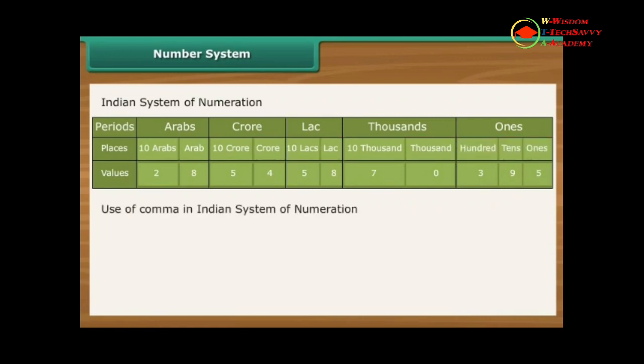Commas are used to mark thousands, lakhs and crores. The first comma comes after the hundreds place, three digits from the right, and marks thousands. The second comma comes two digits later, five digits from the right. It comes after the 10,000s place and marks lakh. The third comma comes after another two digits, seven digits from the right. It comes after 10 lakh.